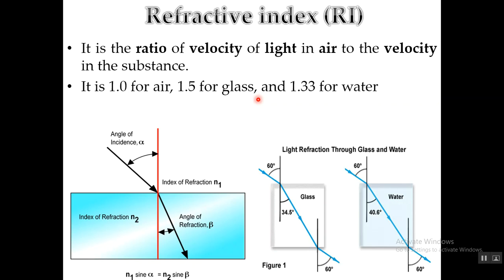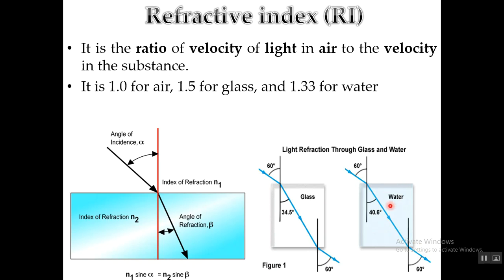If the light passes from a low refractive index like air, which is 1, to a high refractive index like glass, 1.5, it will be refracted toward what is called the normal. So in this condition, the medium will act as a convex lens. Convex lens means converging lens.